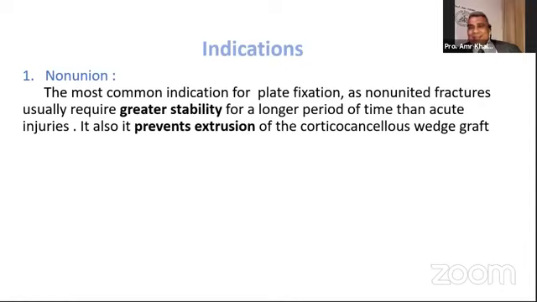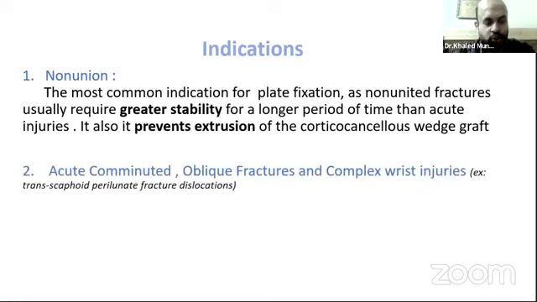Continue, Khaled, go ahead. The most important indication for a plate is non-union. The plate provides greater stability and prevents extrusion of the corticocancellous wedge graft. Also, it's important to use it in acute comminuted fractures, oblique fractures, and complex wrist injuries.